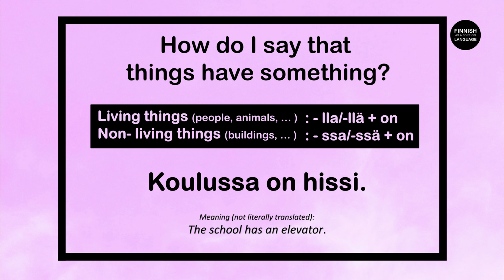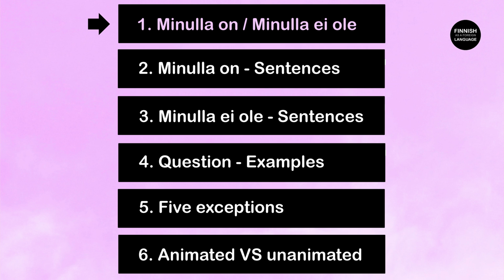All right, and that's it. So let's recap quickly what we've learned today. We started with Minulla on and Minulla ei forms. Then we learned how to form positive sentences and negative sentences. Later on, we also learned how to form questions. We also got to know the 5 exceptions. And at the end, we also learned about the difference between the animated versus the unanimated.